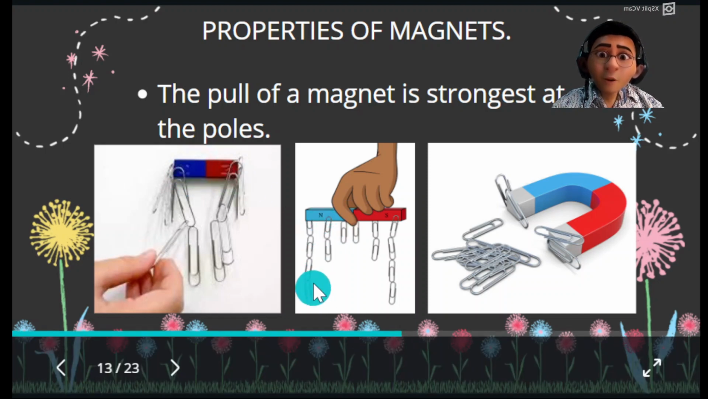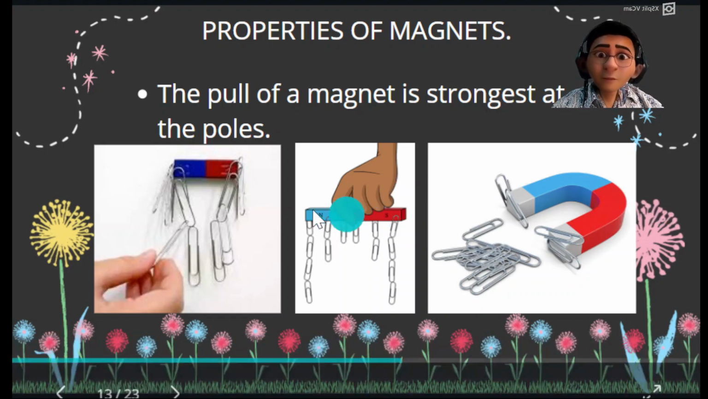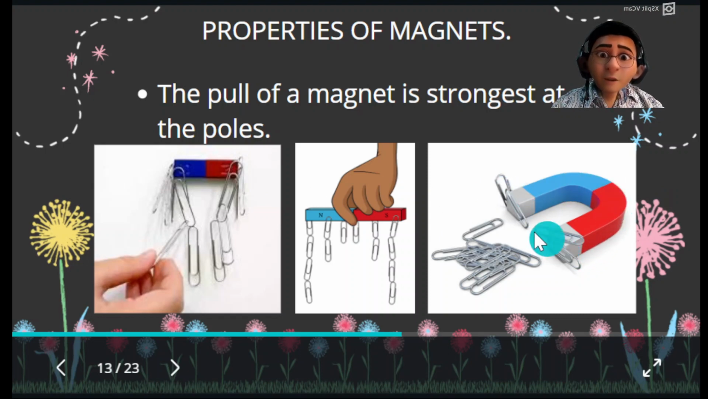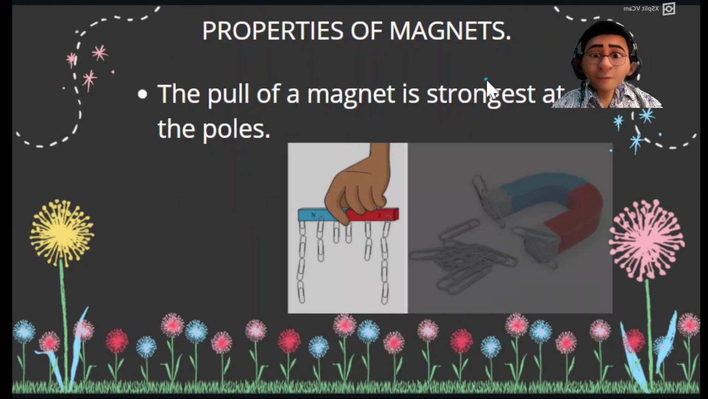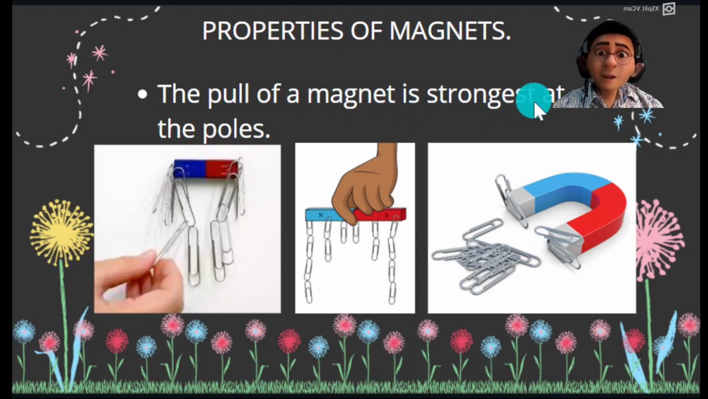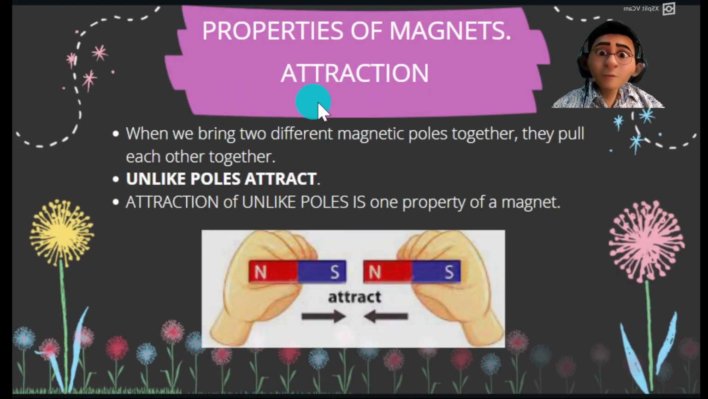And here more paper clips stick on the end of the north and south pole, and in the middle it's lesser because it does not have the strongest magnetic force. So it's the same like here, it sticks at this end, not here, but here you will have more pull. Another property of magnets. The first property, the pull of a magnet is strongest at the poles, the ends of the poles here. The second property, attraction.